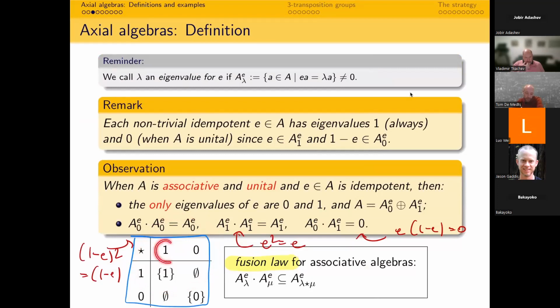It's a very simple thing, consisting of two values, 1 and 0, and they multiply according to this table. And then indeed, the fact that this fusion law holds for this algebra is expressed precisely by all these facts here. So the fact that all these different eigenspaces really multiply according to the given fusion.